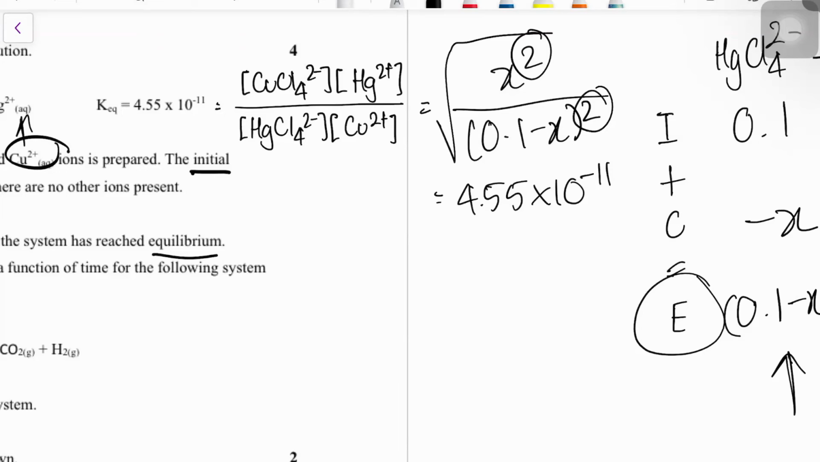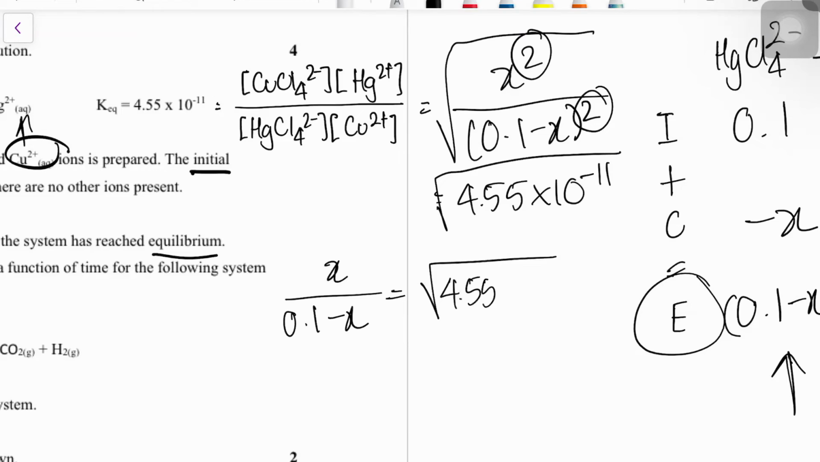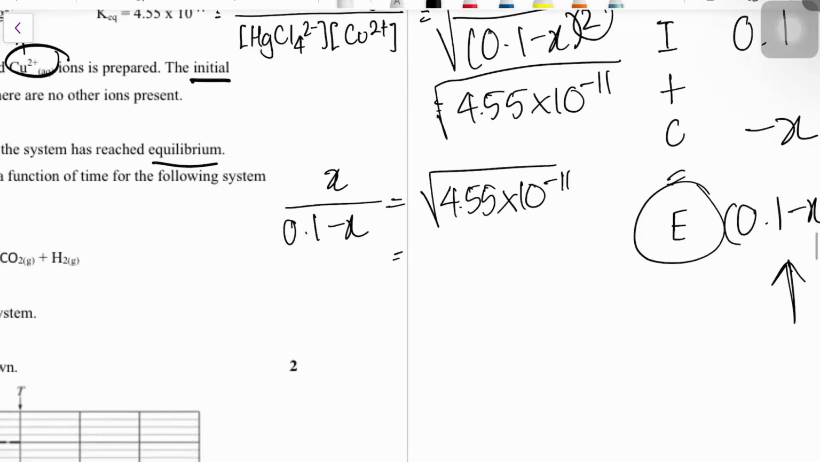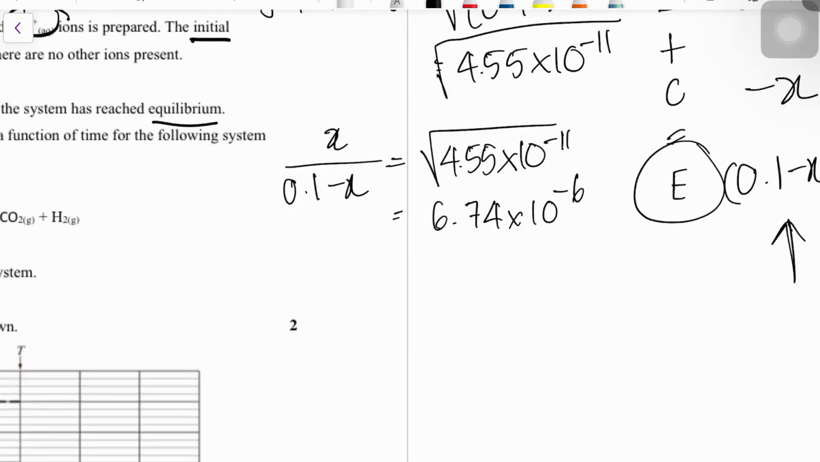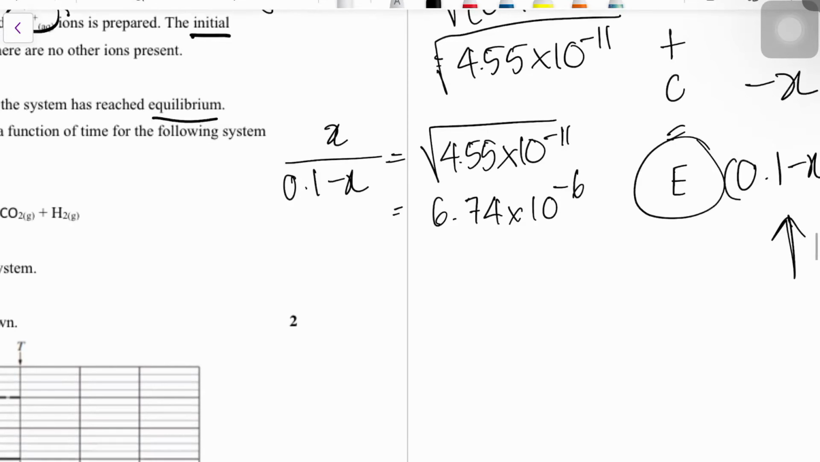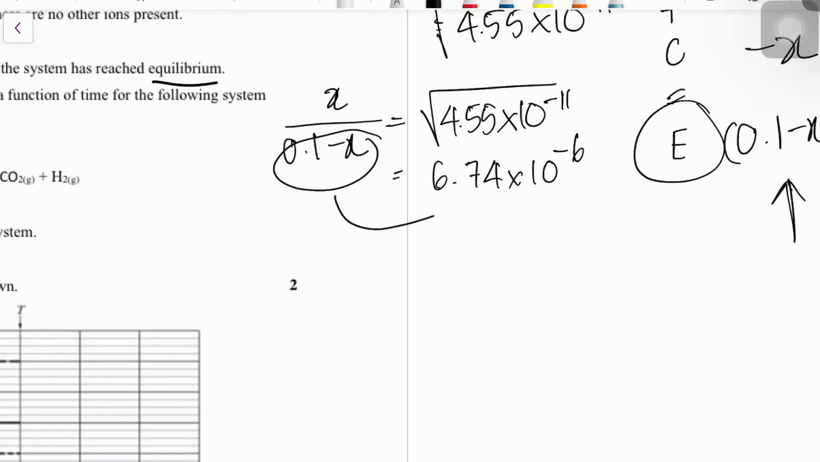So I'm going to square root the top, and I'm going to square root the bottom. What I end up with is x on 0.1 minus x equals the square root of 4.55 by 10 to the minus 11. So what number do you get when you square root this? I'm just going to do that now so that I can simplify my number. When you do the square root of 4.55 by 10 to the minus 11 in your calculator, what number do you get? And then all I need to do is some maths to figure out my x. So I'm going to move my 0.1 minus x over.